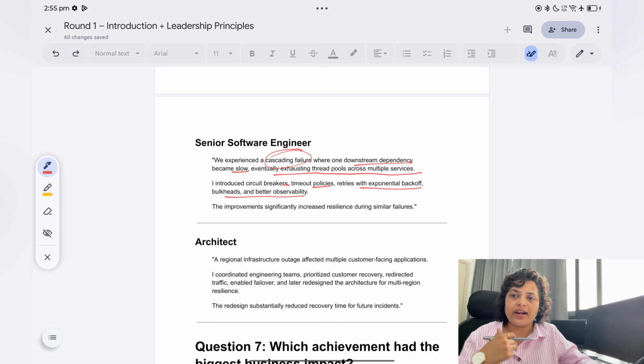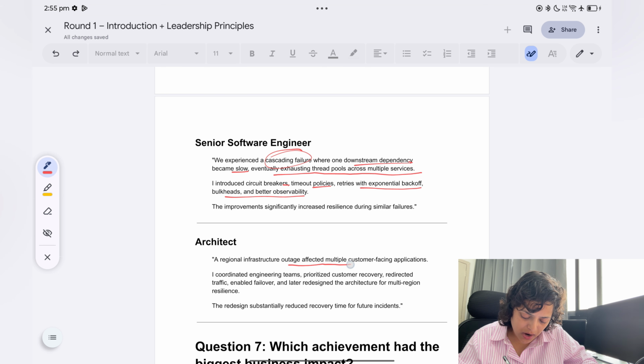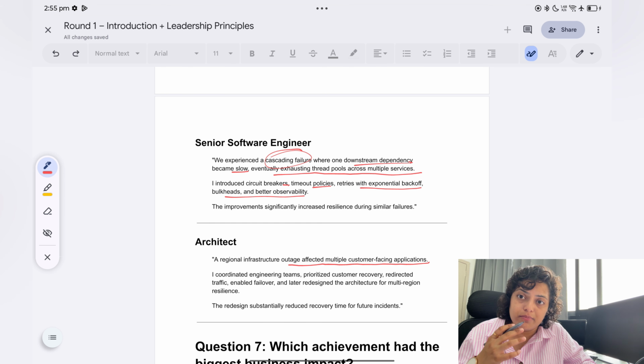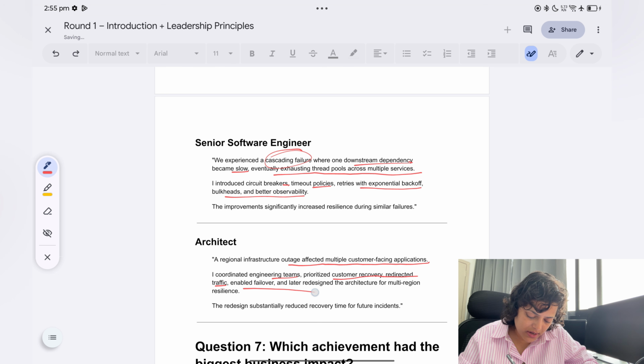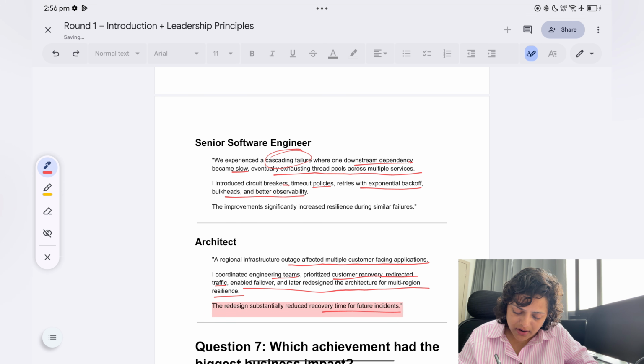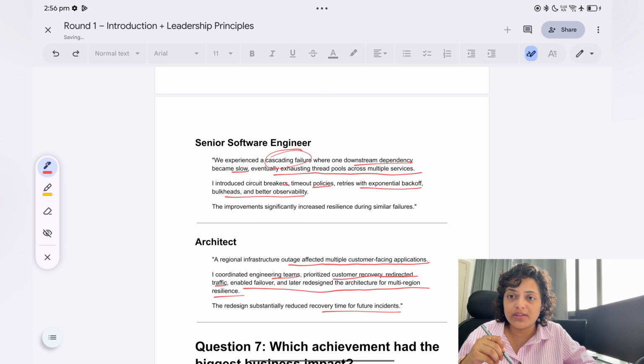Now what will an architect answer for this question? A regional infrastructure outage affected multiple customer-facing applications. Here he is talking about the regional outage, which occurred in multiple regions. I coordinated the engineering teams, prioritized customer recovery, redirected traffic, enabled failover, and later redesigned the architecture for multi-region resilience. So here he is talking about the multi-region things. The design sustainability reduced recovery time for future incidents.